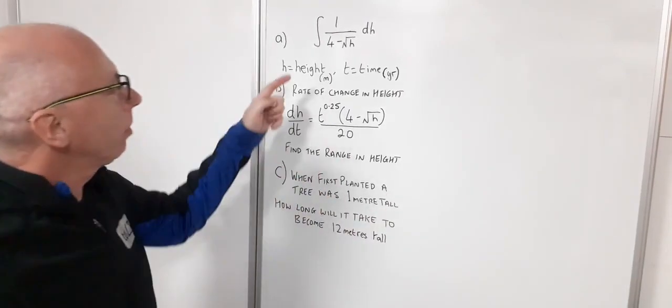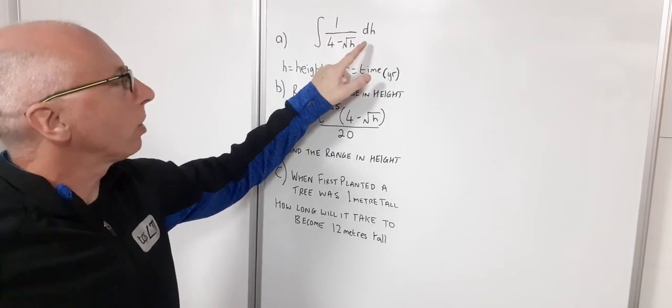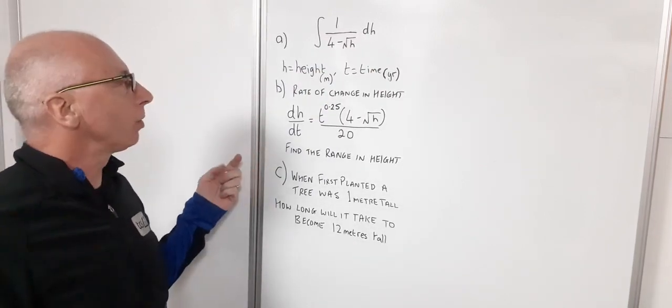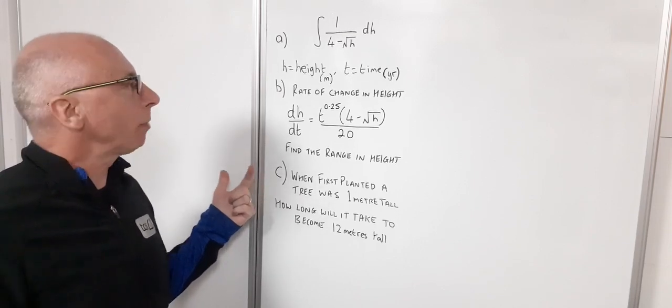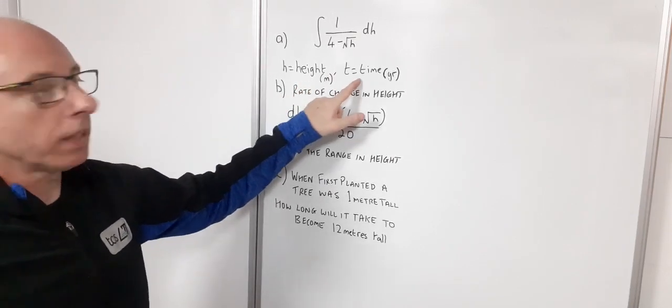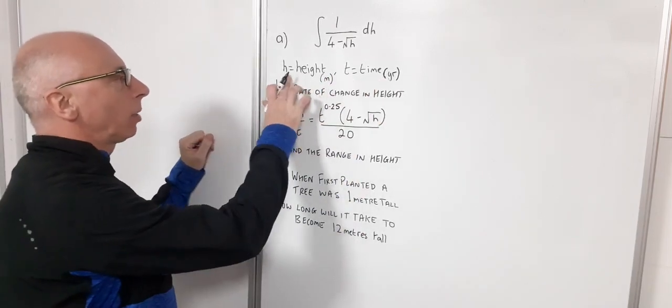So in this question here, we want to be taking the integral of 1 over 4 minus square root of h with regards to h. And then the question moves on to calculating information about the growth of a tree, and the height of the tree is in metres and the time is in years. That's the variable t and the variable h.